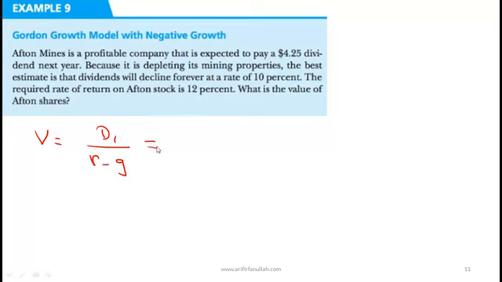Let me just do this for you. So what is D1? 4.25. What is the discount rate? The required rate is 12%. So make sure you read it well. So that is the growth rate. So r is 0.12 minus, what's the growth rate?